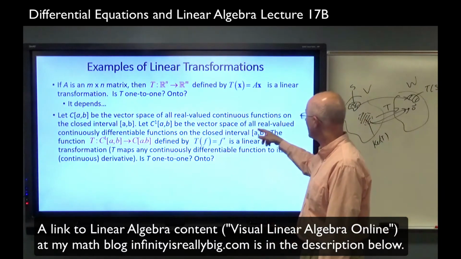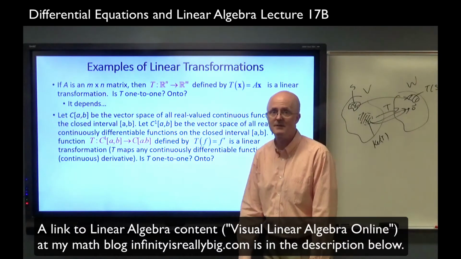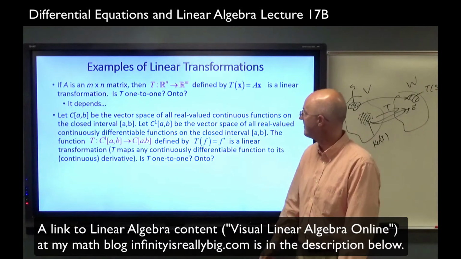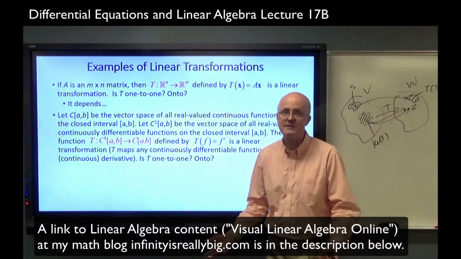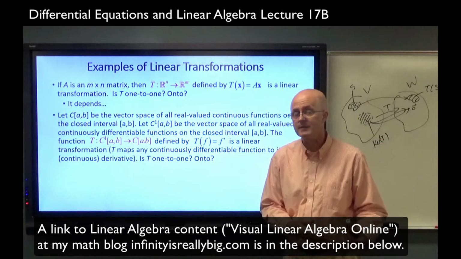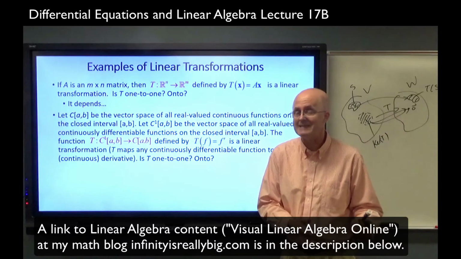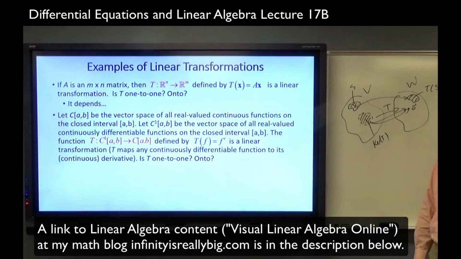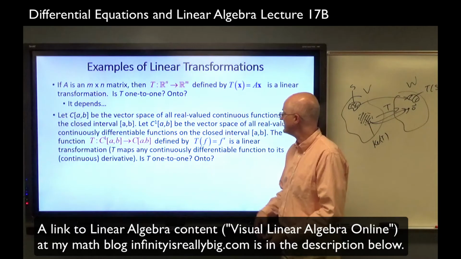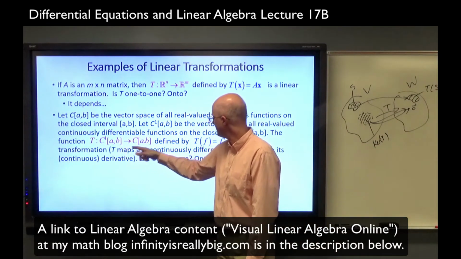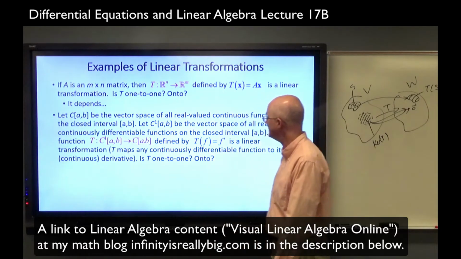C1 of A B is the vector space of all real-valued continuously differentiable functions on the same interval. They're differentiable, they have a derivative, and that derivative is continuous. You add two such functions, it will be another such function. You know that when you add two differentiable functions, the result is differentiable, and if the derivatives are continuous, when you add those, it will be continuous. When you add the originals, it will be continuously differentiable, I should say. The mapping here, the linear transformation, takes an arbitrary function that is C1, that is continuously differentiable, and maps it to its derivative, which is guaranteed to be continuous by our assumptions.